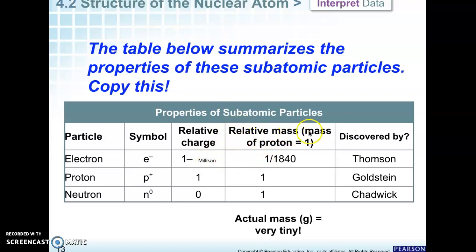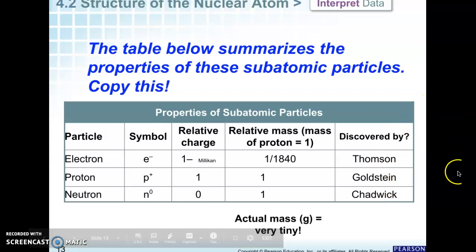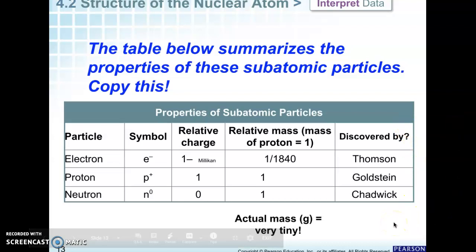Then you have the relative mass, where we're saying the mass of the proton is 1. So a proton and a neutron have about the same mass, but an electron is quite a bit smaller. Now if you're talking about actual mass, it's extremely small, so very tiny. But on the atomic level, these two are equal and this one is quite a bit less. And then you can record the name of the person that discovered it. But these names you don't need to know for the exam, okay? And just to let you know, leave space for another column on the right side. We're going to add one more thing to this table later on.